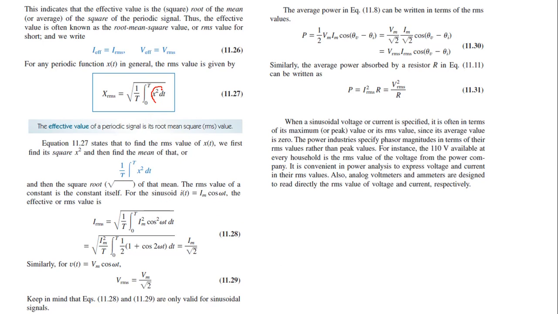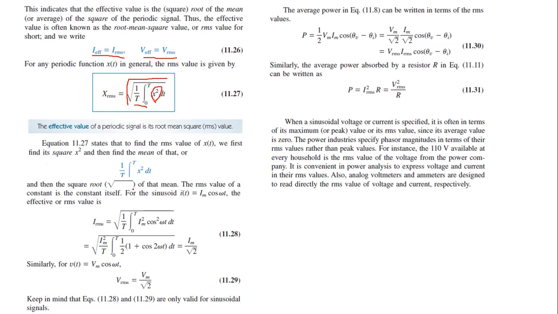So there is a square value, then a mean value, and then a square root value. That's why this is the root mean square value, right? So I effective can be written as IRMS and V effective as VRMS. For any periodic signal x of t, the RMS value is the square root of 1 by T integral of 0 to T x square dt. So the effective value of any periodic signal is called the root mean square value.